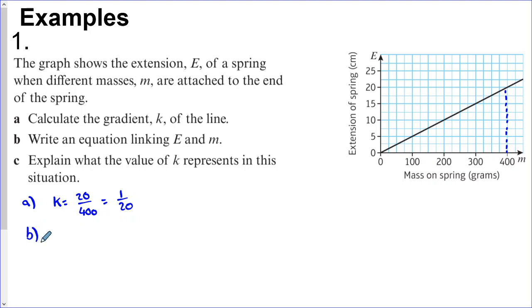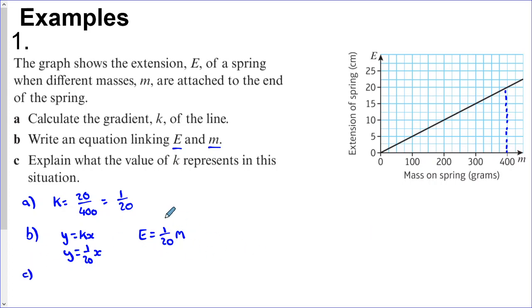Part B. Write an equation linking E and m. This is going through 0, so it's a direct proportion graph. There's no y-intercept added on. It's literally just in the form y equals kx, i.e. y equals 1/20th of x, or just x over 20. Of course, I've used y and x there. I should have used E and m, to stick within the context of the question. So it should be E is 1/20th of m, or m over 20.